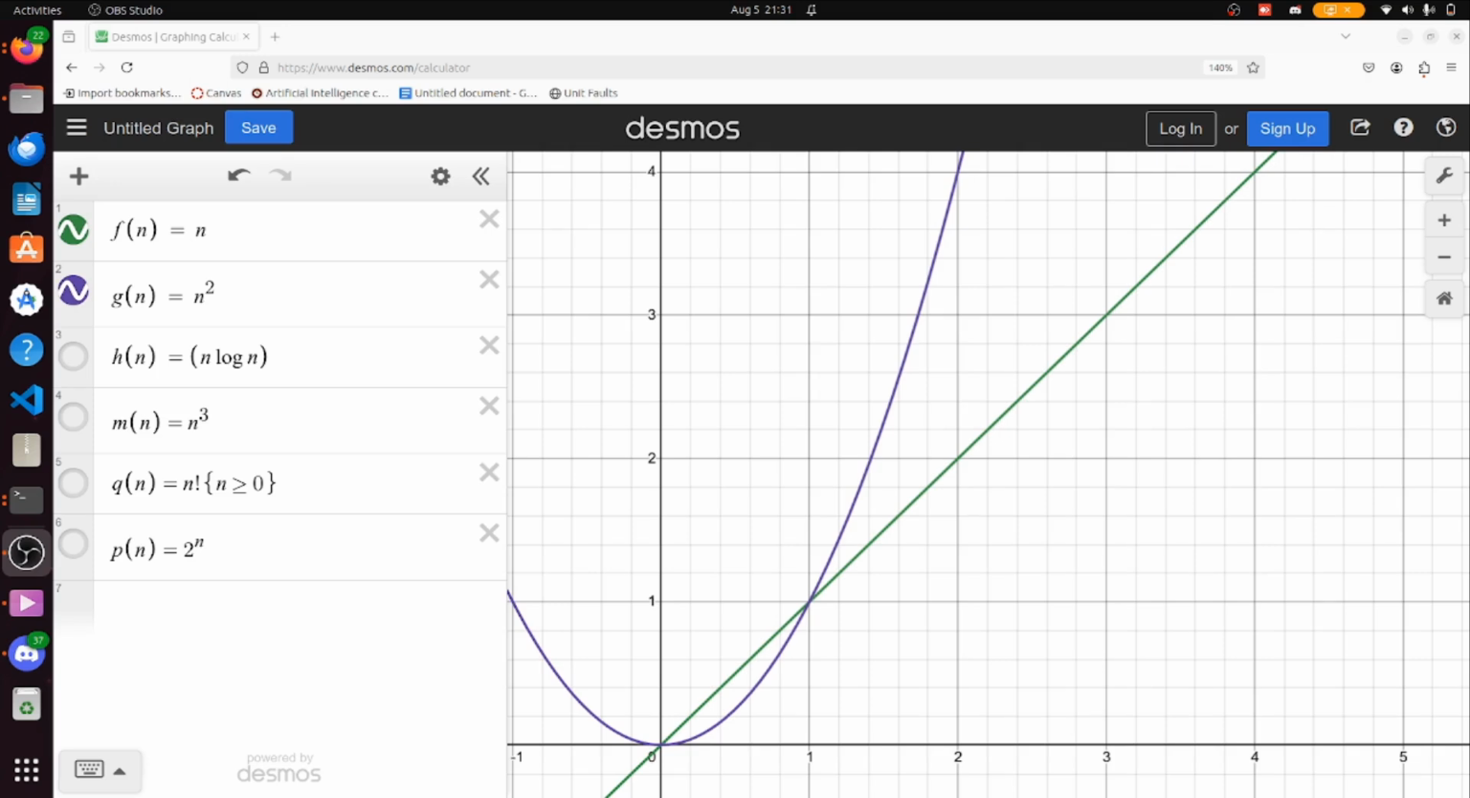All right, so we're at Desmos, and we've got some functions. Let's go over it. We have this example here, and what do you know? f of n is in fact big O of g of n, because I happened to make this example. But let's get into why.